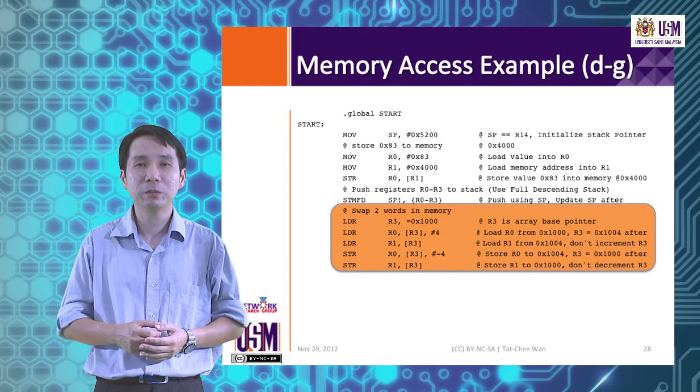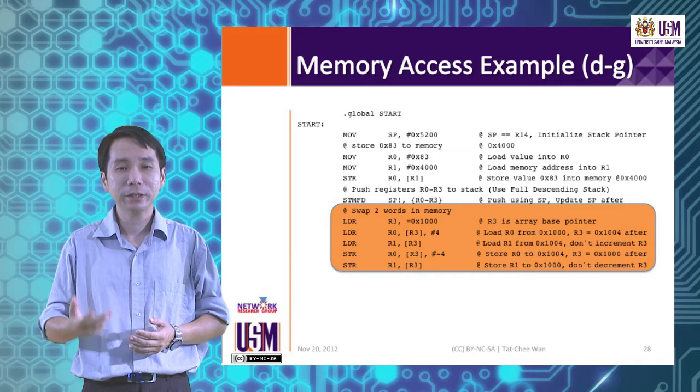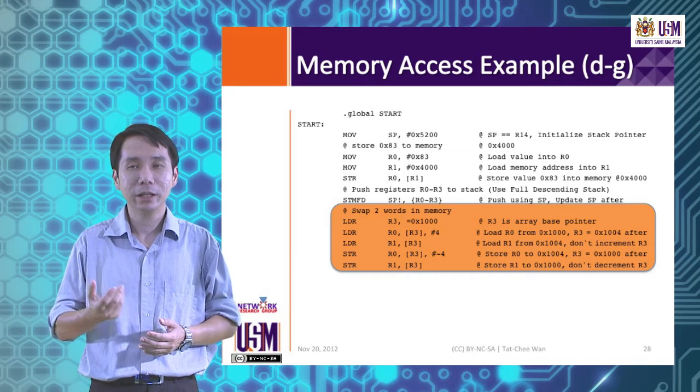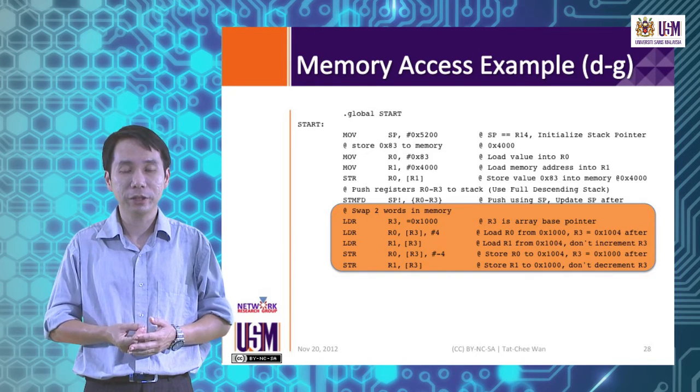Now we see how we can perform the memory content swap operation. The first step is to load the address pointer to address 1000 hex into register R3.